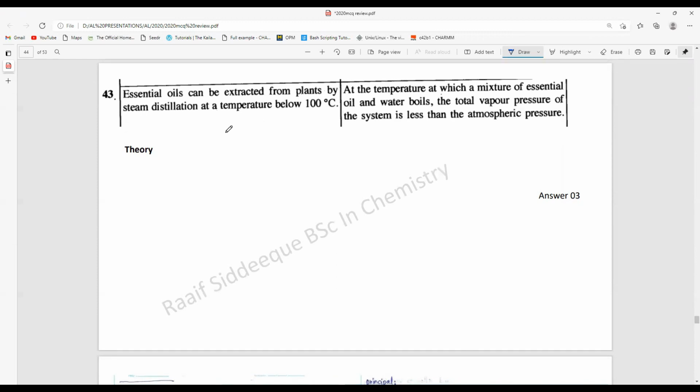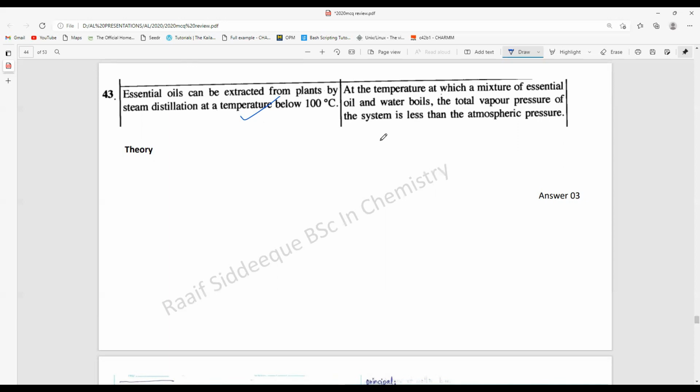Why? First thing is when you do steam distillation, according to its theory, the distillation process happens at a temperature below the boiling point of water. That means temperature below 100. So these components, these oils, if you use a higher temperature, they will decompose and you will not get the proper oil. So it is necessary that you use a lower temperature and extract really well, right? So essential oils can be extracted from the plants by steam distillation at a temperature below 100. This is correct. This is based on our theory.